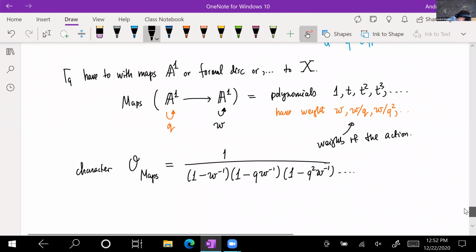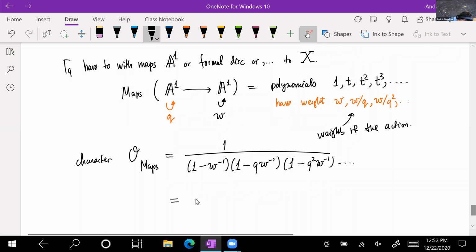And so this object here is nothing but the q-gamma function in the variable w, right? That makes sense? This is by definition what the q-gamma function is. And this is much more direct than cohomology. So if you know the usual Iritani story, this is much more direct than the cohomology.